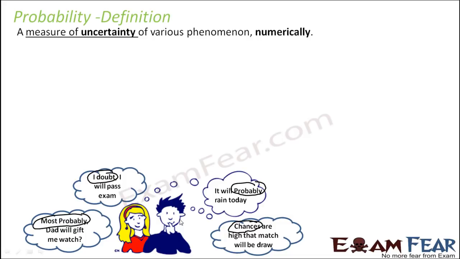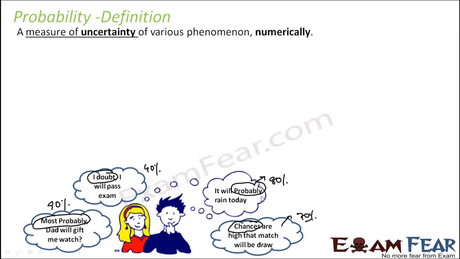Because this boy is not 100% sure that it will rain. This girl is not 100% sure that the dad will gift her a watch. This girl is not 100% sure that she will pass the exam. This boy is not 100% sure that the match will be drawn. So there is a chance. Maybe she is 90% sure that her dad will give her a watch. She is maybe 40% sure that she will pass the exam. Based on the report from the weather forecasting team, maybe it is 80% certain that it will rain today, and for the draw maybe it is 70%.